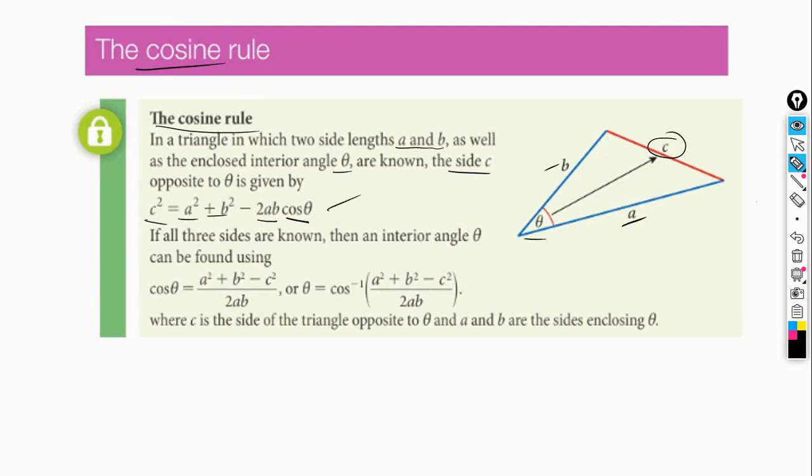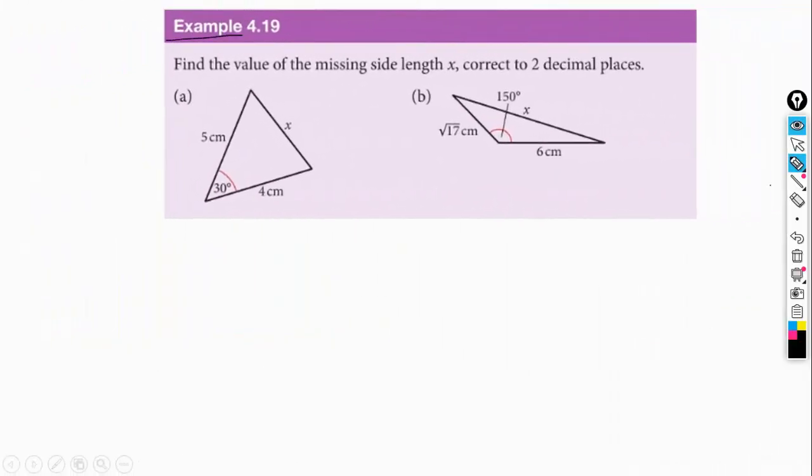Now, notice that we can rearrange the formula. This would allow us to find cosine of theta. And also we can find theta by using the inverse cosine of this expression. So now we're going to go and do some examples to apply this. So let's now focus on example 4.19.